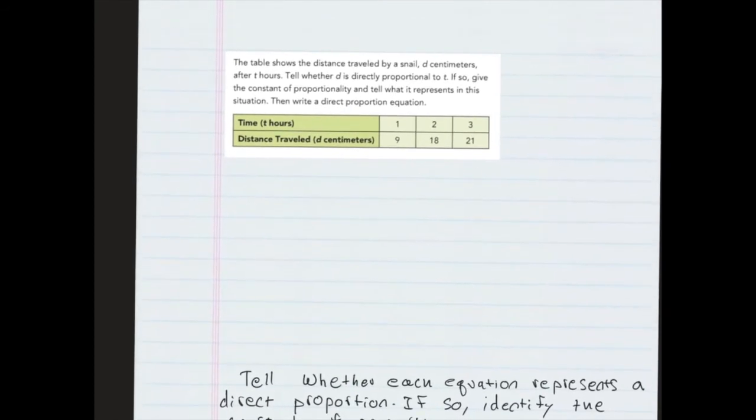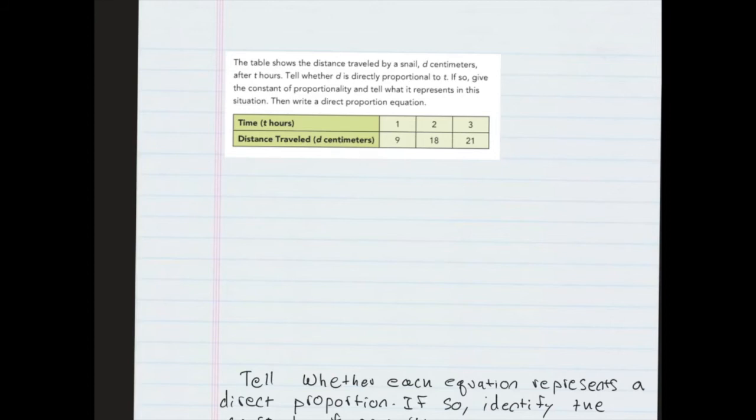Okay. And our second example is the table shows the distance traveled by a snail, d centimeters after t hours. Tell whether d is directly proportional to t. If so, give the constant of proportionality and tell what it represents in this situation. Then write a direct proportion equation. Again, we want to see if these ratios are all equal to each other.